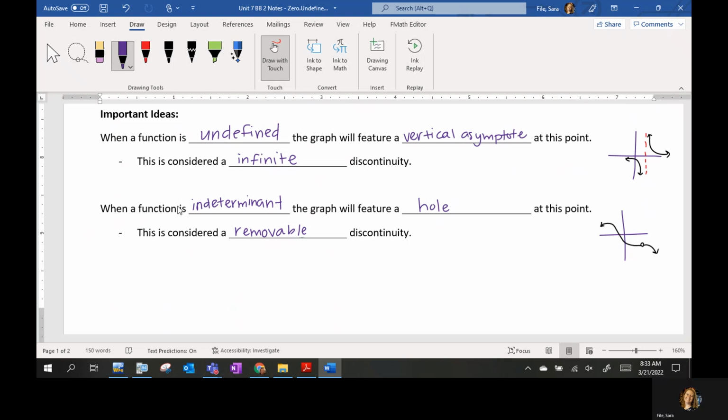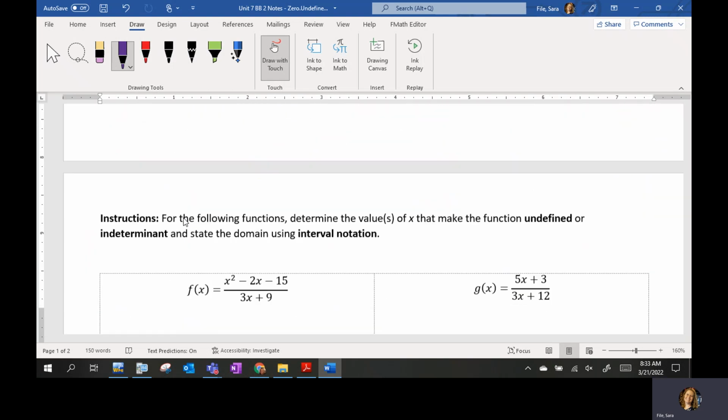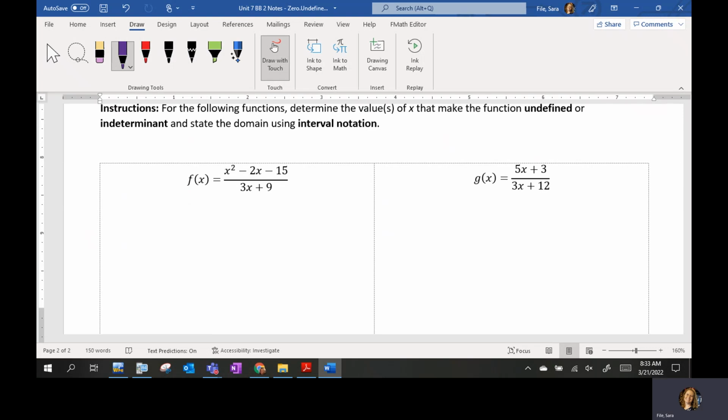Good? Okay, so go ahead and flip over to the back side of that. And we are going to, for each of the following functions, determine the values of x that make the function undefined or indeterminate and state the domain using interval notation.